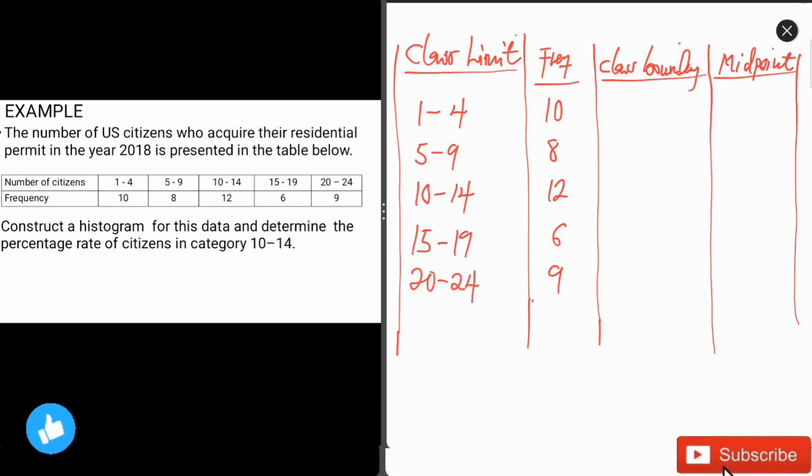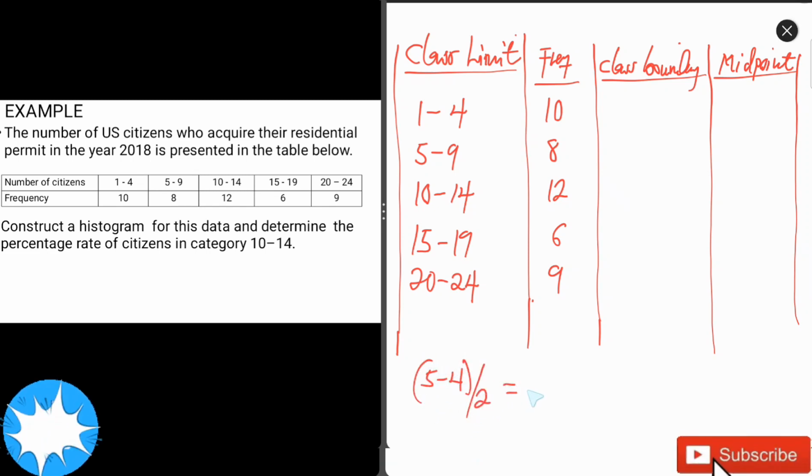All right. So once you're able to have this presented in a tabular form, we come to the class boundary. The class boundary is going to be 0.5. You take this 4 from this 5 and then divide the result by 2. So it's going to be 5 minus 4, and then divide the whole result by 2. That's going to give you 0.5. So for you to get a class boundary for the first class limit, you subtract 0.5 from 1 and add 0.5 to 4. That's what we're going to do for all the class limits here.